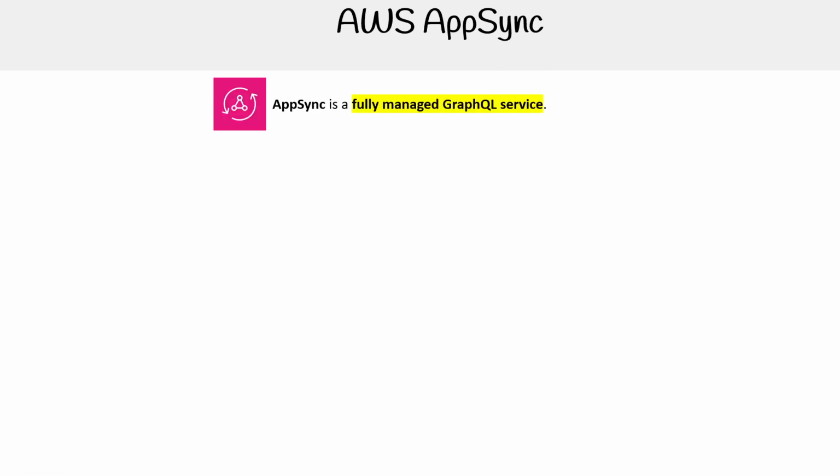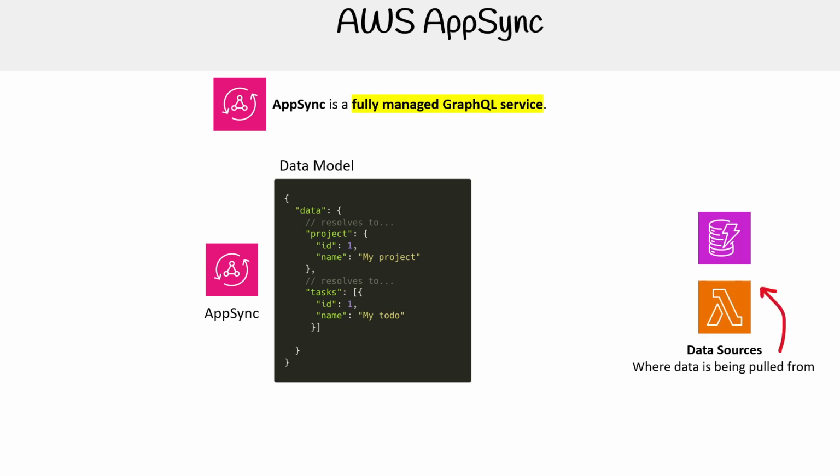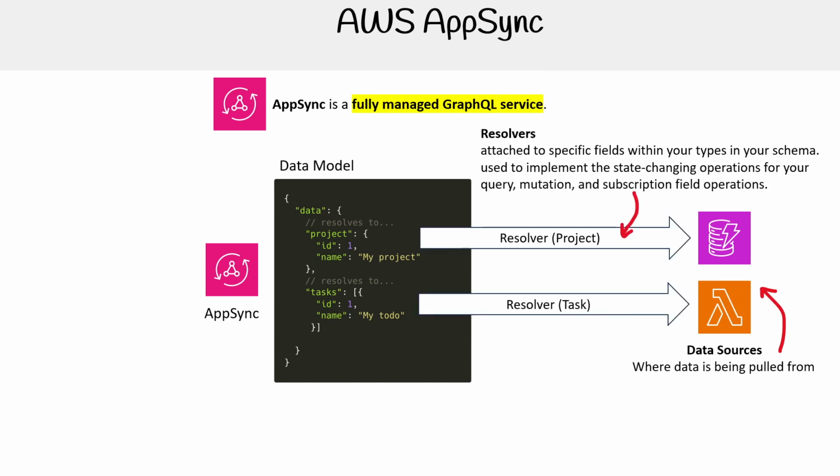Let's talk about AppSync, which is a fully managed GraphQL service. So the idea is that you have AppSync, which is going to be your entry point to your API. You will define a schema, which will represent your data model. Within the data model, you have models. So those are going to need to pull data from data sources. And the way they're going to do that is through resolvers.